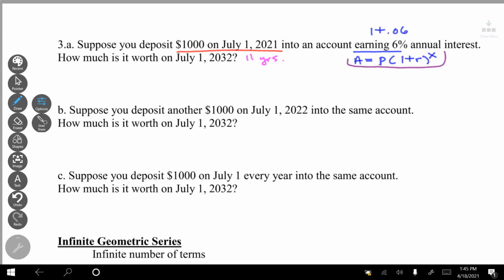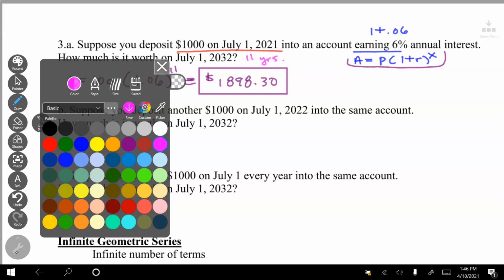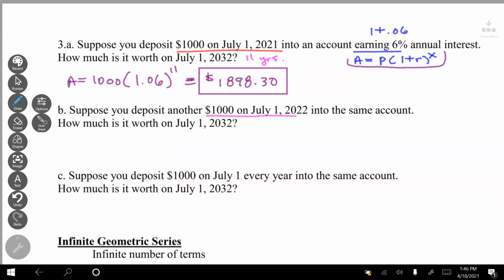P just stands for the initial principal. A is what you have in the account. So A equals 1,000 times 1.06. Why 1.06? Because they're earning 6%. And 11 years later, I put this in the calculator, and I get 1898.30 is how much I have in the account 11 years later.